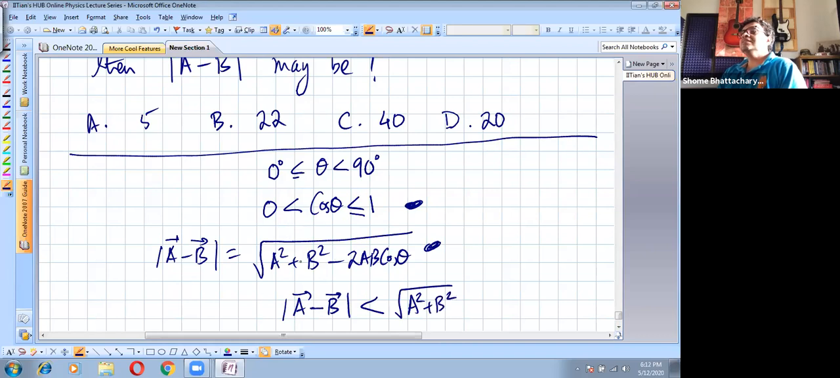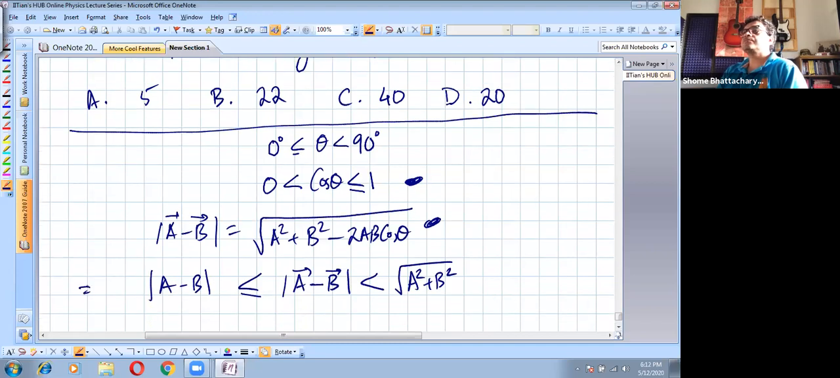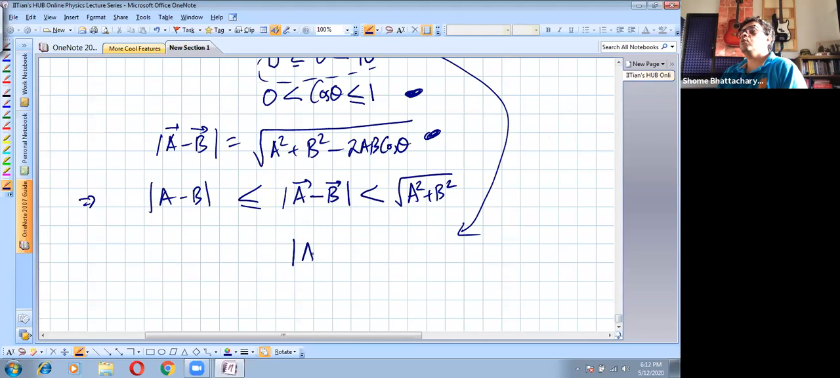Whereas when is this minimum? Well, when the cos theta term is maximum, and cos theta's maximum is 1, and it includes the value 1. This is what shows us that because theta is between 0 and 90, our mod of A minus B cannot be 20. It is less than or equal to 20, and at the same time it cannot be less than the difference, which is 4.